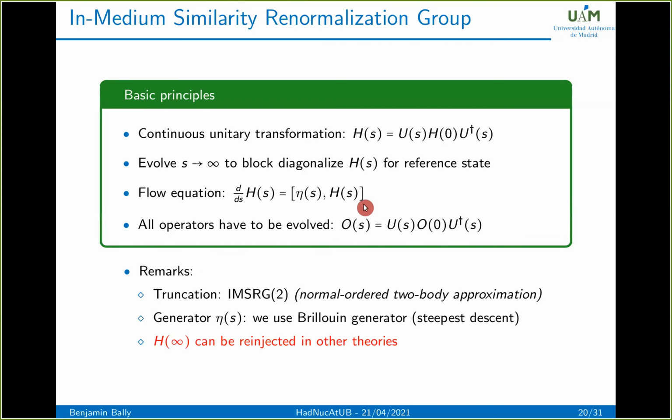A few remarks. Here, as I said, we consider what is called the MSRG2, the normal-ordered two-body approximation for the MSRG. One thing that is very interesting about this method is that when you build these evolved Hamiltonians, you can then reinject them into other methods. It's what we do in the EMGCM and what people also do in valence space MSRG. I think that is a very nice thing about this approach, this capacity of building evolved Hamiltonians that can be used with whatever other method you can think of.